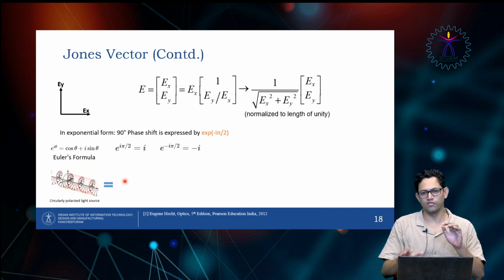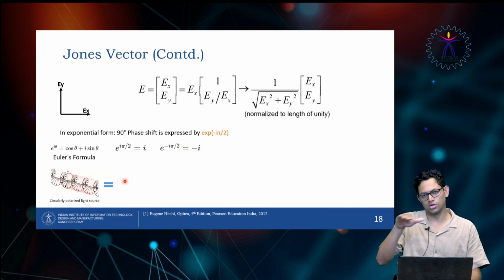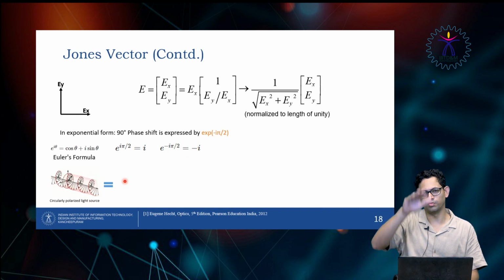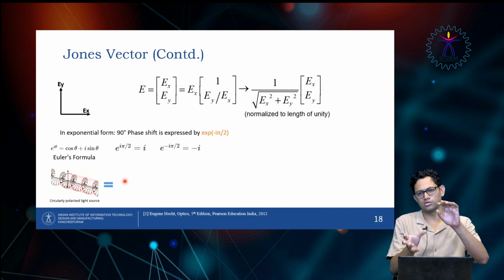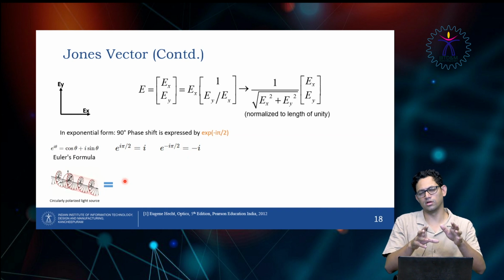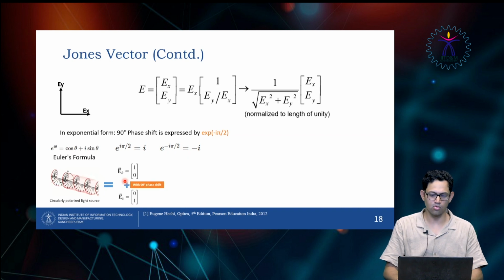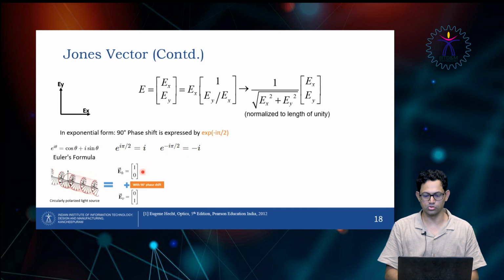Okay, if I superimpose a horizontally polarized plane wave and a vertically polarized plane wave, and the only thing is that the phase shift between horizontal and vertical polarized light source plane wave is 90 degrees. Okay, so how do I write it in terms of Jones vector? So I am going to superimpose. So I have 1 0 for horizontally polarized light source and 0 1 for vertically polarized light source.